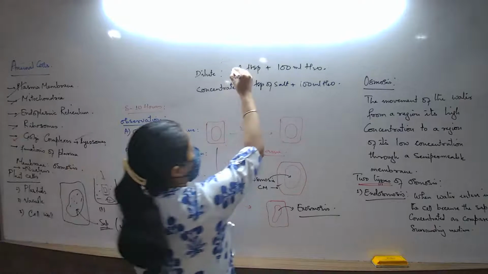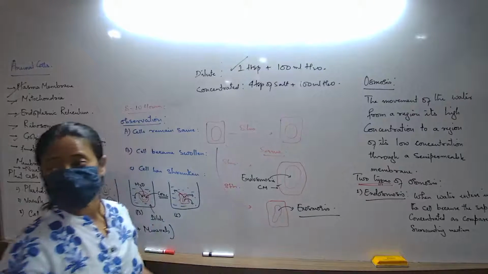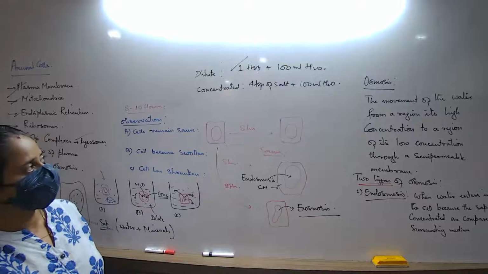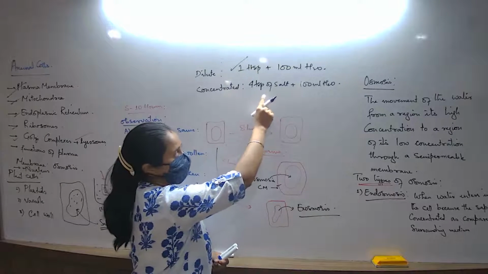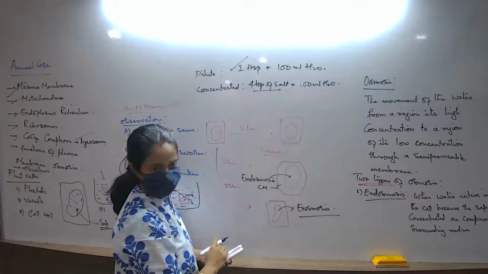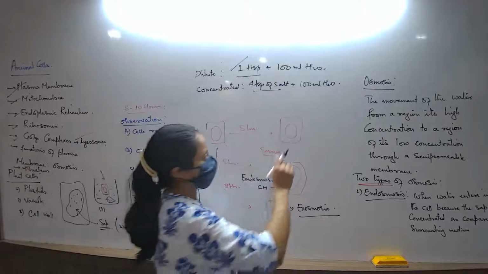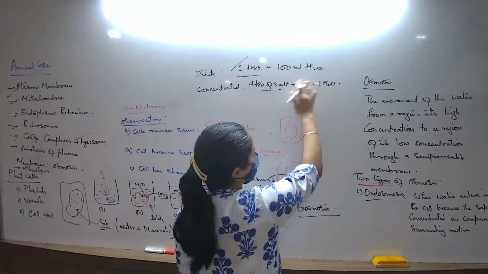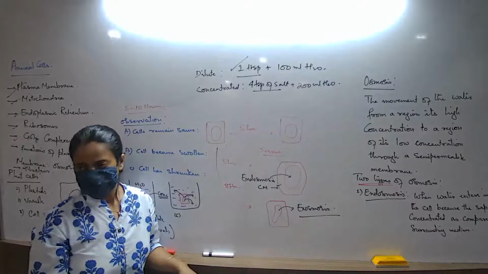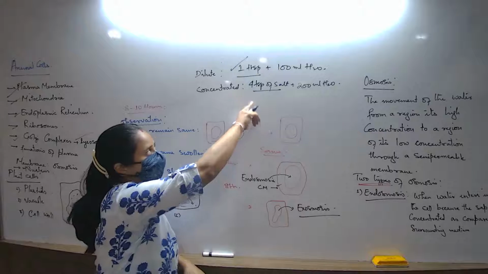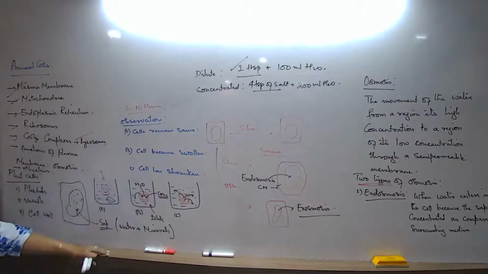Now, in these two solutions, to understand the movement of water from a region of high to low, understand this. In this solution there is more solute, in this solution there is less solute. If I say something around 200 ml of water, and here 1 teaspoon and 100 ml of water, which one is dilute and which one is concentrated?